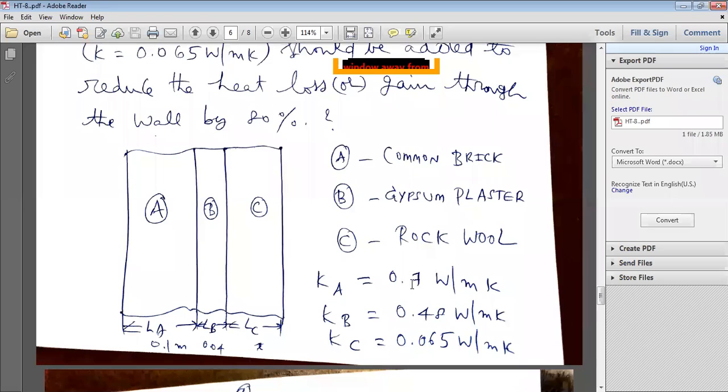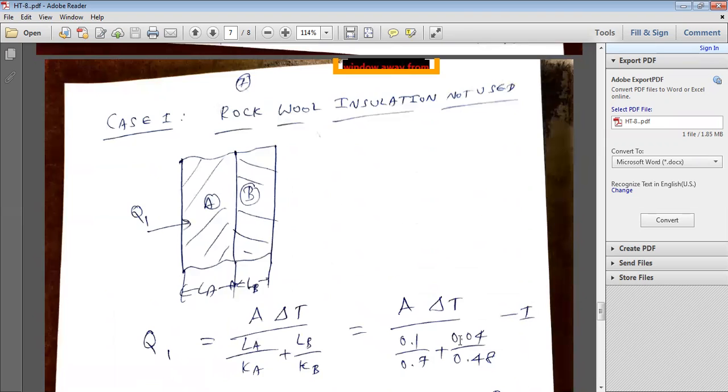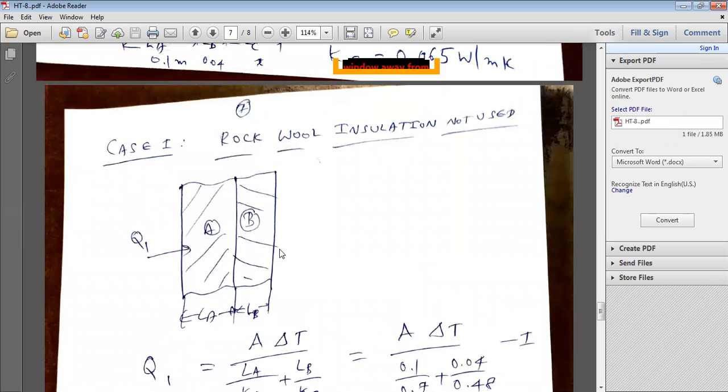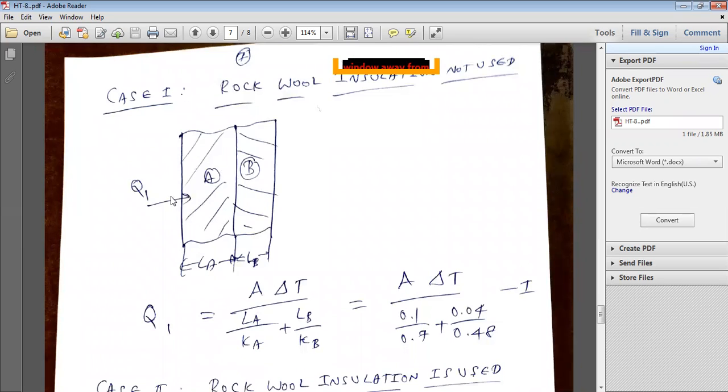Thermal conductivity of material A is 0.7 watt per meter Kelvin, of material B, Kb, is 0.48 watt per meter Kelvin, and of material C, Kc, is 0.065 watt per meter Kelvin. Case 1: only two materials A and B, and rock wool insulation not used. What is the heat transfer Q1? How do you calculate? Overall temperature difference delta T, into area, LA by KA, LB by KB, and you take this area on top.